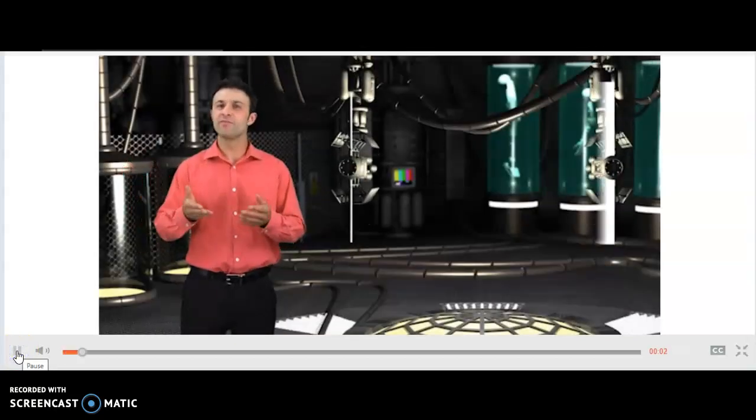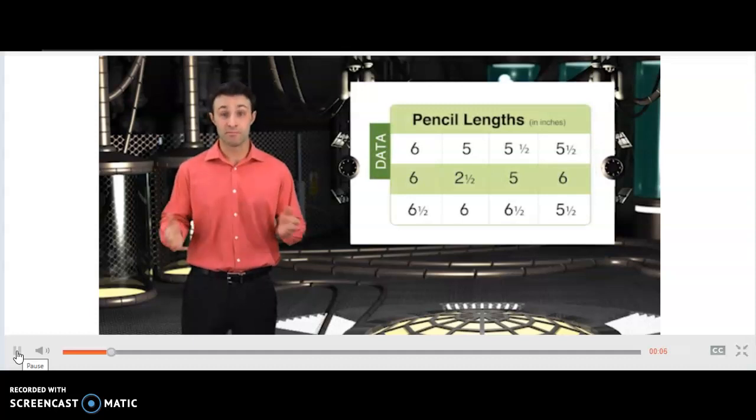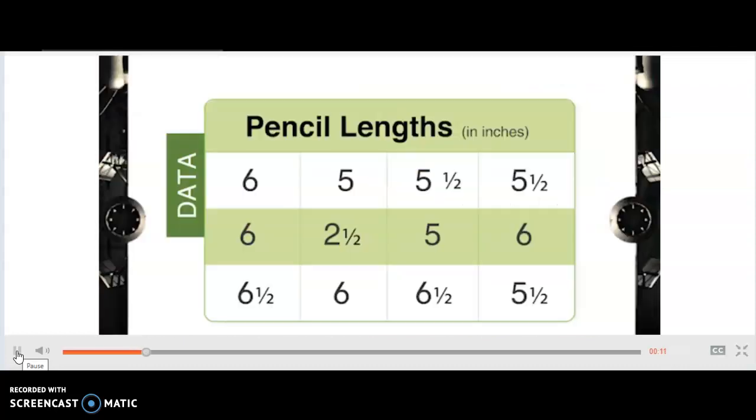Hey there! We've been doing some measuring. We collected pencils from 12 students and measured them in inches. Then we wrote the measurement data in a table. Let's take a closer look at the data.